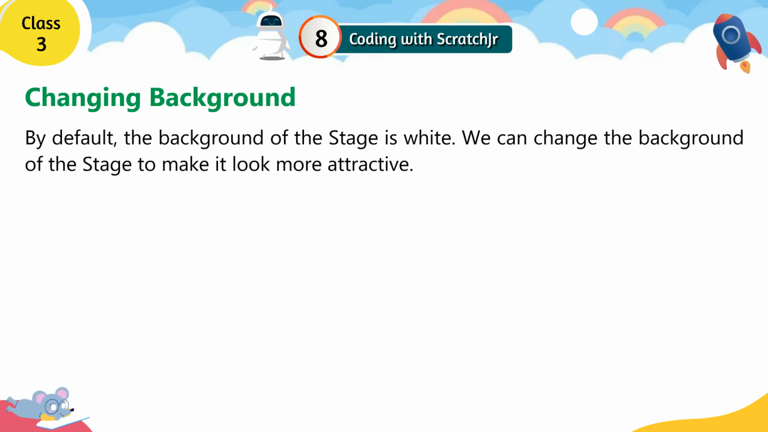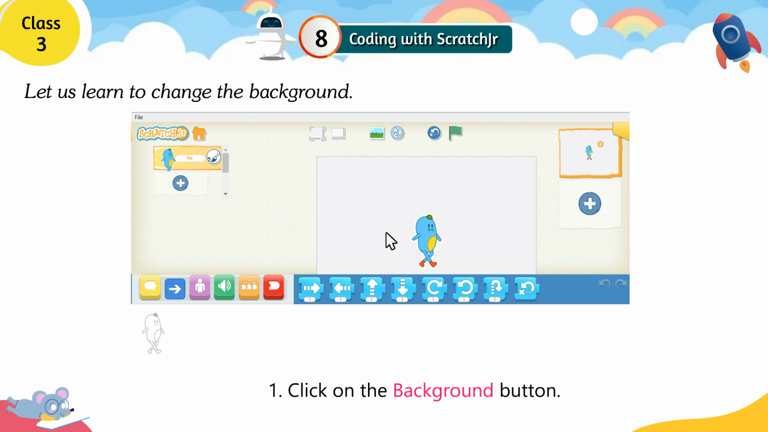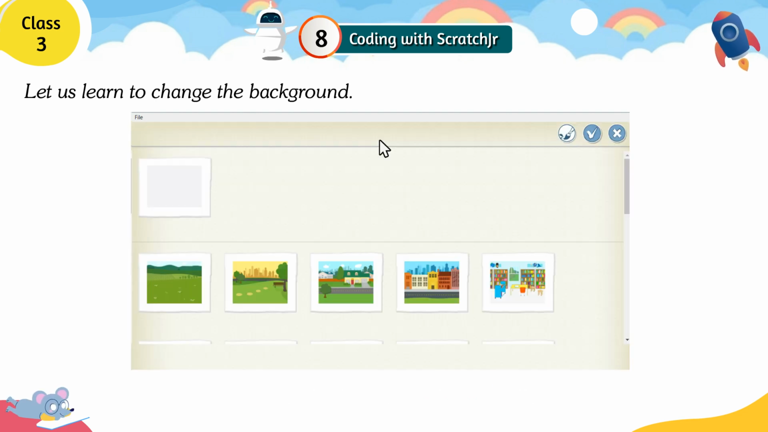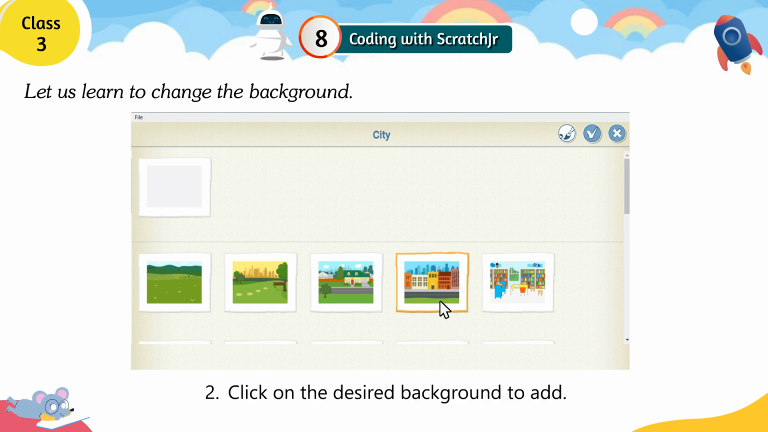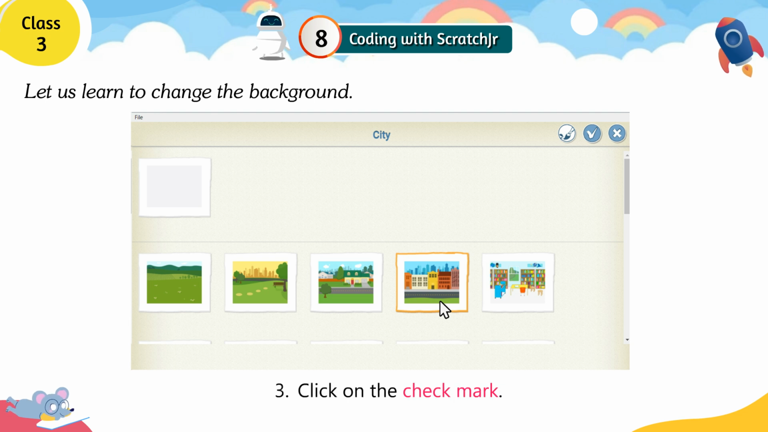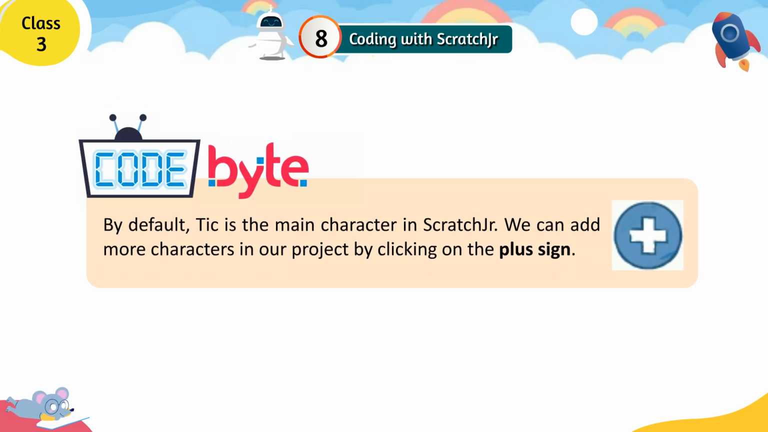Changing background. By default, the background of the stage is white. We can change the background of the stage to make it look more attractive. Let us learn to change the background. Step 1. Click on the background button. A screen appears with some backgrounds. Step 2. Click on the desired background to add. Step 3. Click on the check mark. New background is added to the stage. Code Byte. By default, Tick is the main character in Scratch Junior. We can add more characters in our project by clicking on the plus sign.